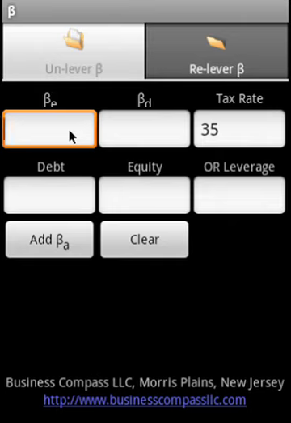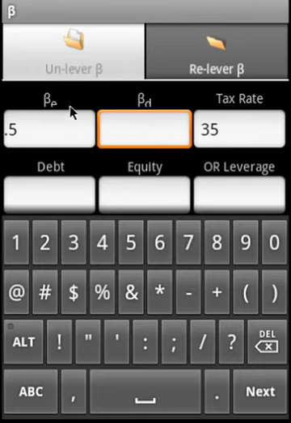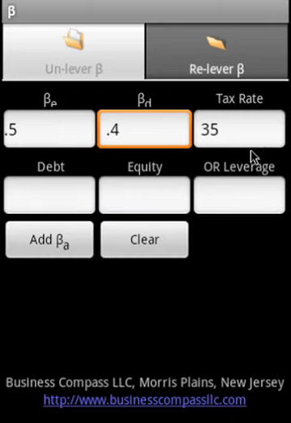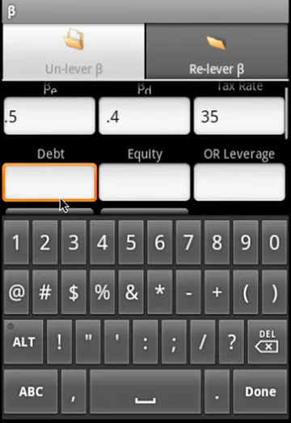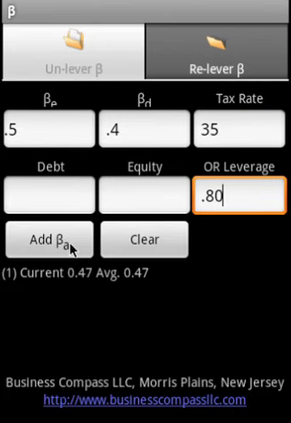So let us say that the equity beta is 0.5, debt beta is 0.3, tax rate is 35%. If you want to change it, you could always change it. We can specify debt and equity or leverage. It's one and the same thing. Say I'm going to specify leverage, say it is 80% leverage. So now this becomes the asset beta.